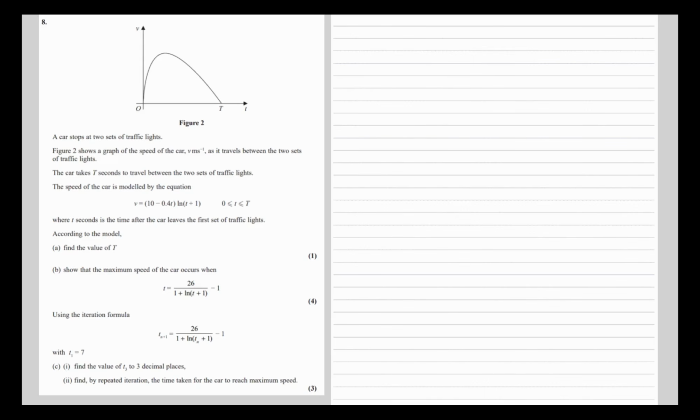So find out where it's equal to 0. So let's set our equation: 10 minus 0.4t times ln(t plus 1) equal to 0. So either this bracket is going to be 0 or our ln(t plus 1) is going to be 0. So what's going to make ln(t plus 1) 0? ln 1 is equal to 0. So that means t would be 0.